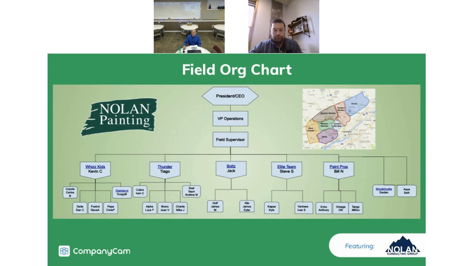Our field is made up by geography and by team names. We do not name the team after the crew leader. We don't say it's Bill's team. Instead, Bill's team has a name. It's called the Paint Pros. Then there's the Elite team, the Bolts, the Thunder, the Whiz Kids. There's a few more teams that have been added since this slide. We have one called Paint to Town, one called G-Force. I have a new team starting in January.